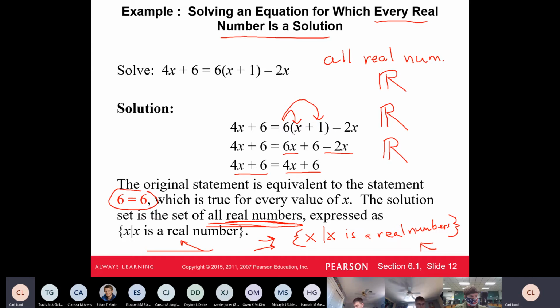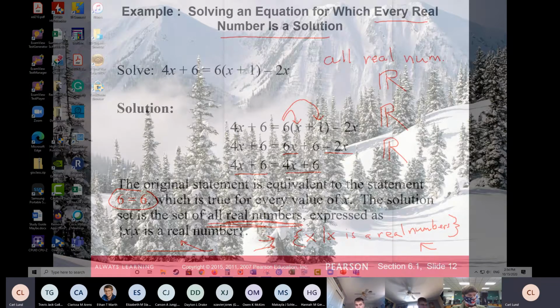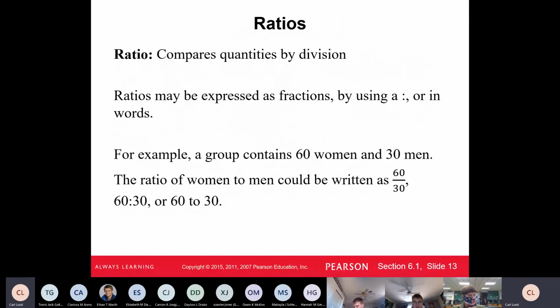So you've all worked with ratios dating back probably to middle school, give or take. But I do want to review them just a little bit because they're something that we need to understand for proportion. A ratio compares quantities by division. And we can express ratios in different ways. We can express ratios using fractions. That is the common way in math, and that's what we will do in this course.